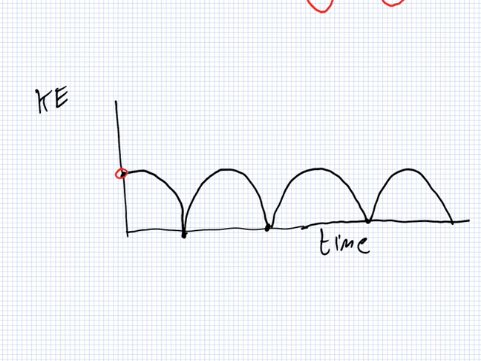So you see these points here, this is when the kinetic energy is biggest. That is when it's at the end. No, totally wrong. That is when it's at the middle. This is when it's at the ends.